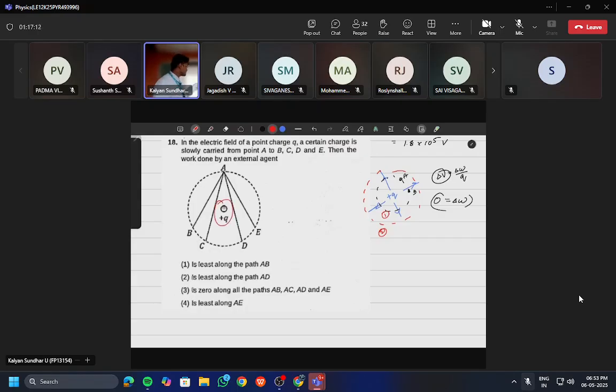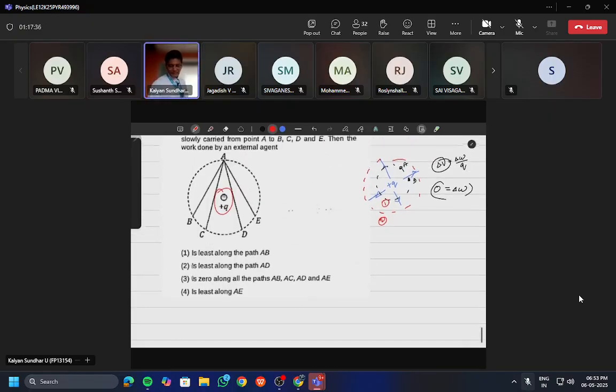Right? This is the region, right? And they are moving it from where to where? A to B, right? Whether A to B or anything, it is all going to depend upon the position, not upon the path. So whatever potential is at A, the same potential is at B, C also the same, D also the same. So overall the potential at these points is the same. So the work done by the external agent will be zero along the paths AB, AC, AD and AE.